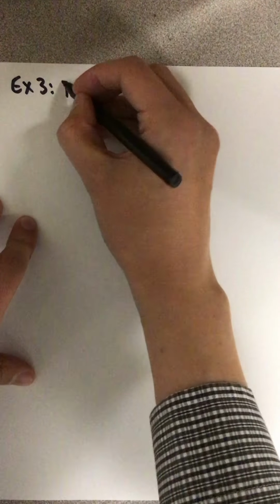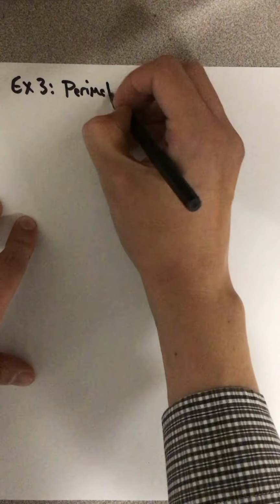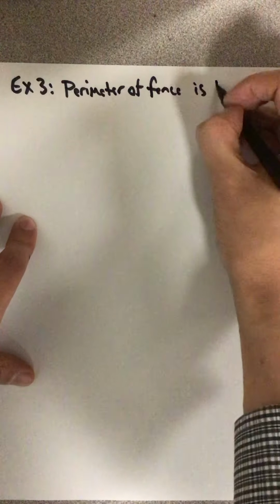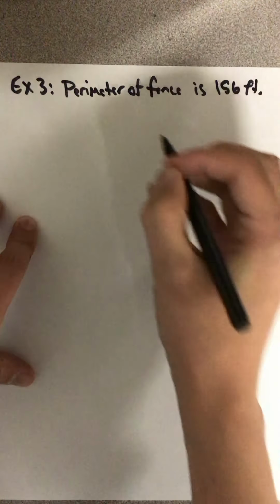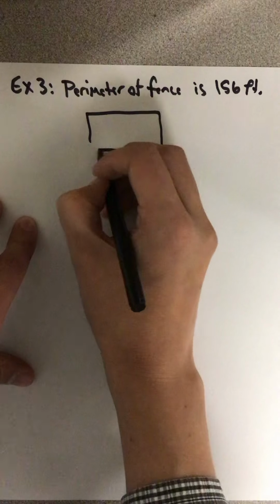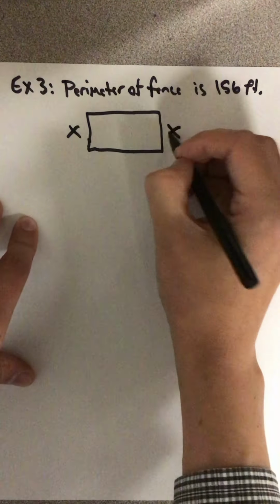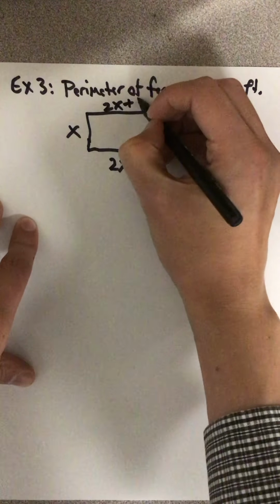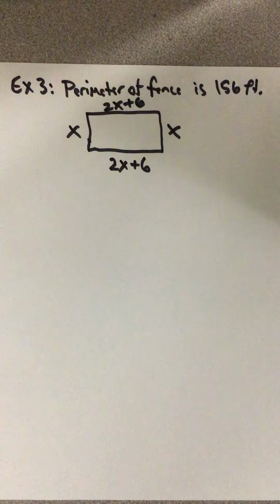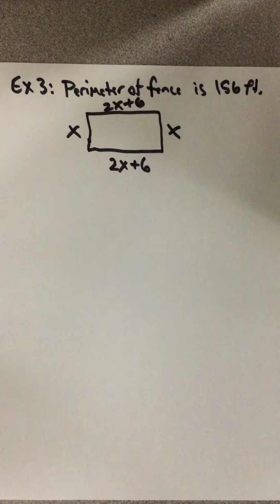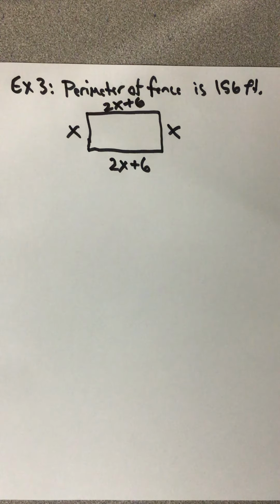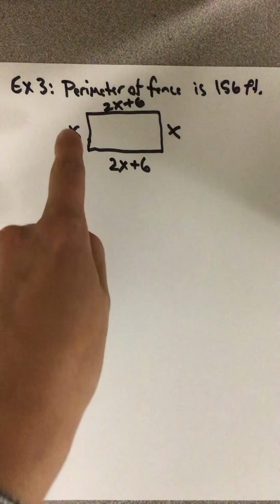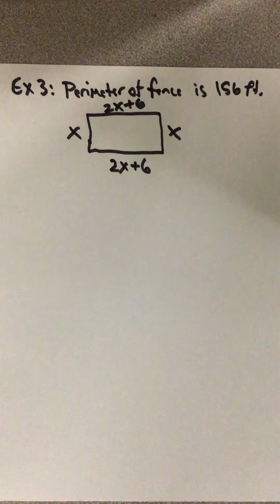So our perimeter of fence is 156 feet. And our fence can be described with the following shape. Now if you go back to what we were describing earlier, this is a rectangle. As you can see, these sides are equal to each other. If we remember, our perimeter is the sum of the length of all of the sides. And we actually have all the sides listed here.